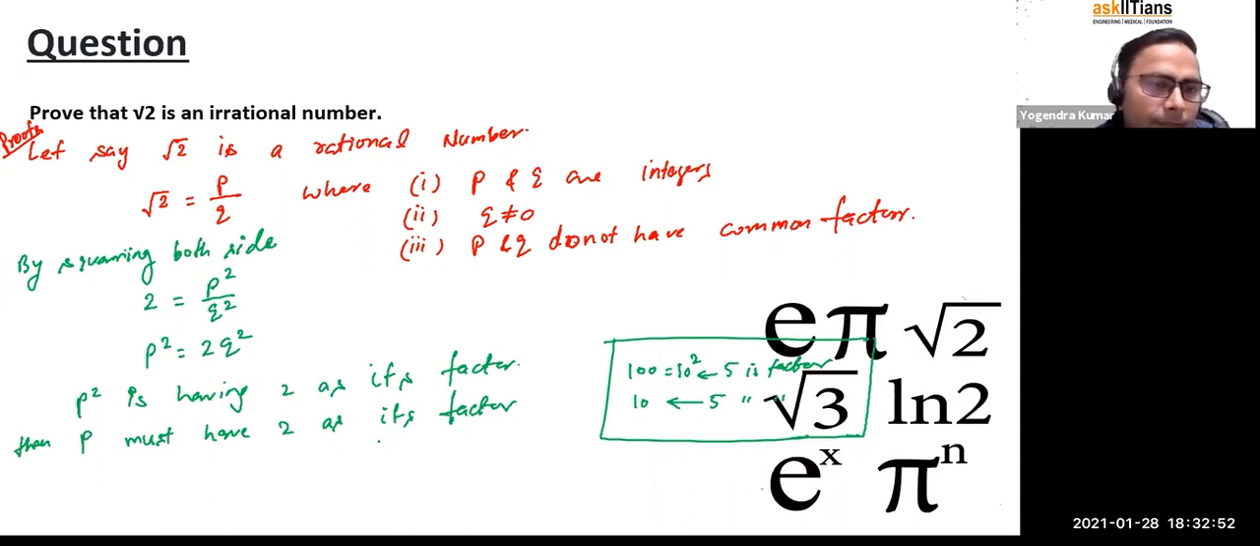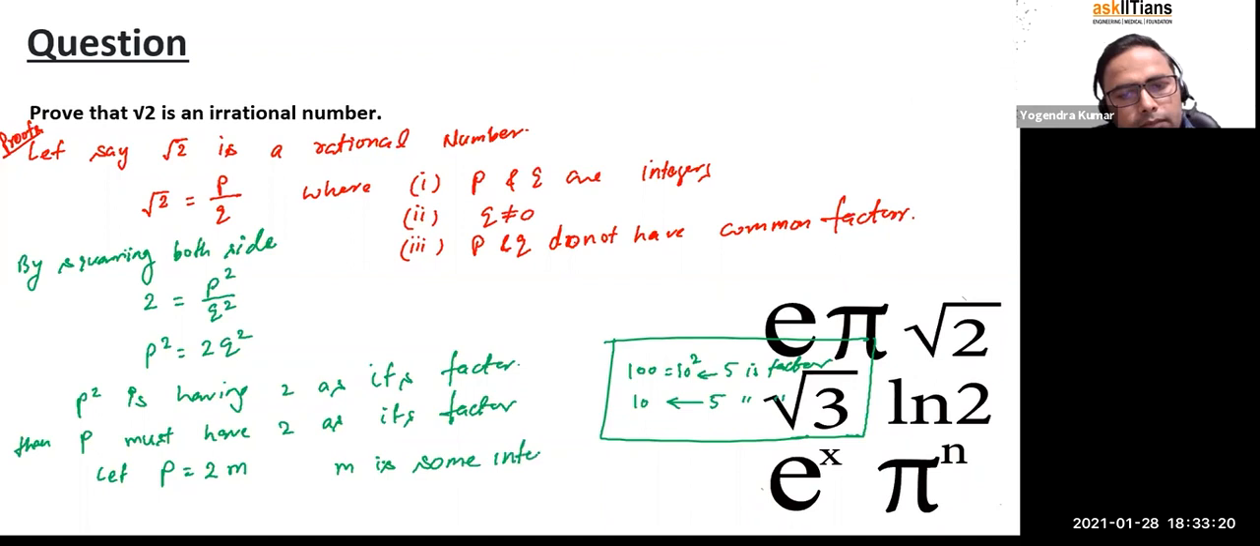625 is having what factor? 5 as a factor. So the root of 25 is also having a root. In the sense, if an integer's square is having some factor, then that number will be having some factor. So if it is so, can I say, let 2 be the factor of p, so can I say p is 2 times m, where m is some integer?